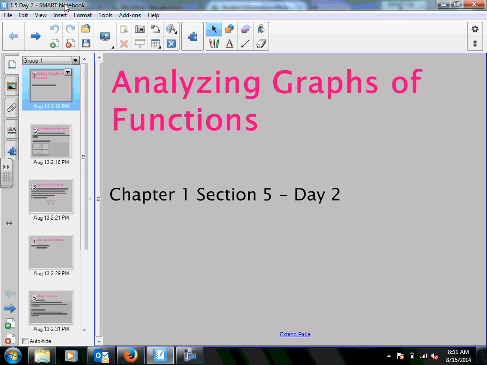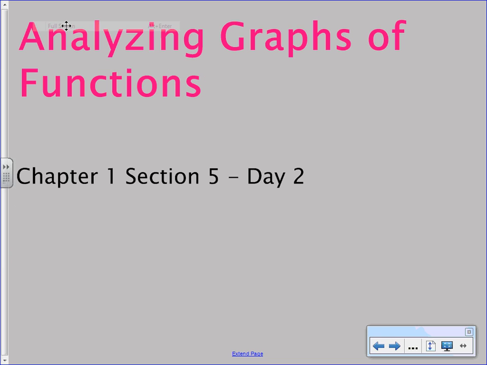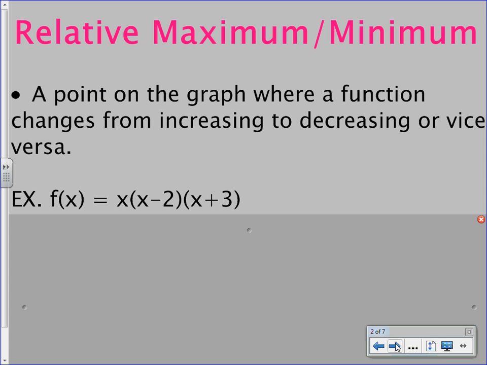We're going to continue with section 1.5. First thing are relative minimum and maximum. It's exactly what it sounds like.